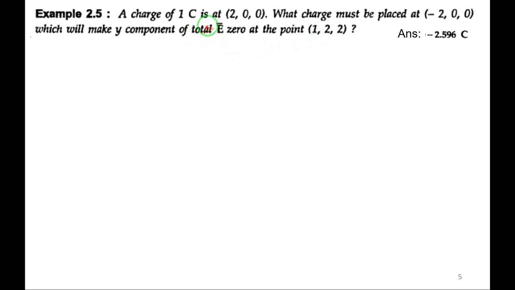One charge of 1 coulomb is placed at (2, 0, 0). Let me call this point A, and the charge Q, here 1 coulomb, Q1. Then what charge must be placed at this coordinate? I don't know what this charge is, so let me take the coordinate as B of (-2, 0, 0) and call the charge Q2 with a question mark. We have to find this charge, which will make the y component of the total electric field zero at this point. We will consider one more point, point P, (1, 2, 2).